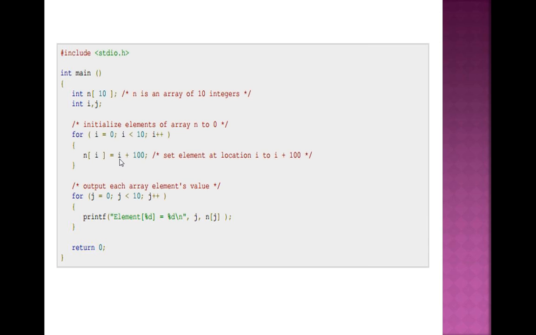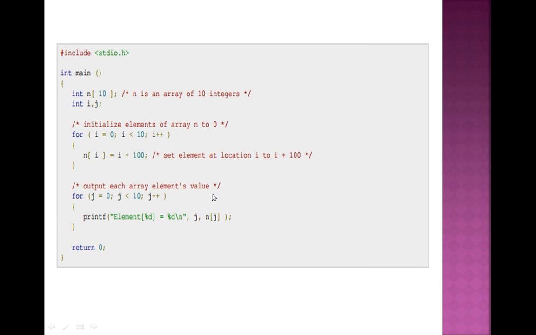Then next time i++. This will increment, this is 1. Now n1 is 1, and 1 plus 100 is 101. Then n1 is 101. Then i becomes 2. This is 102, then 103, 104, 105, 106, 107, 108, 109, because it is going from 0 to 9.